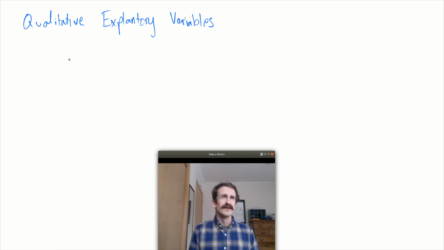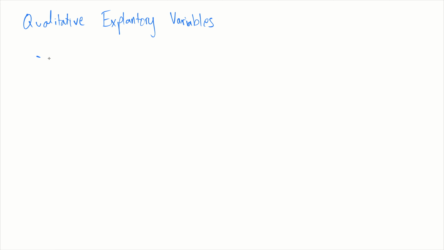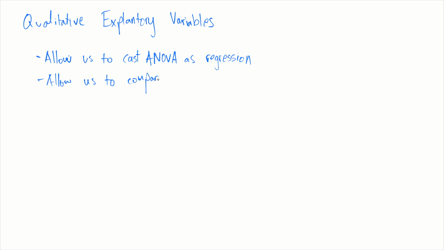So first off, these qualitative explanatory variables allow us to cast ANOVA as regression. Right? They're really the same thing. Linear models, which is very cool. And secondly, they're going to allow us to compare regression lines.